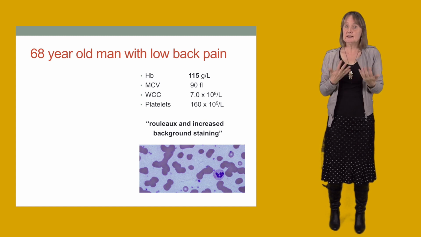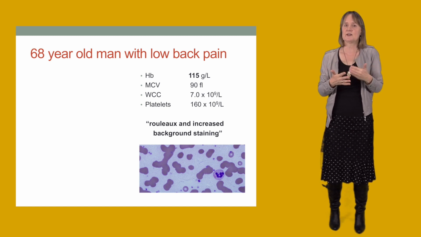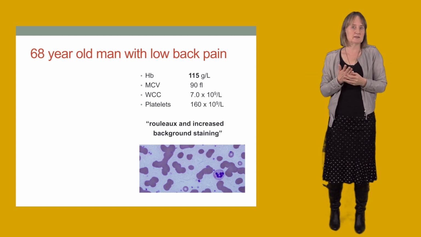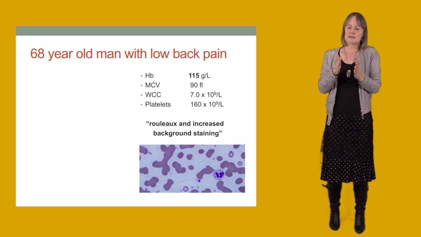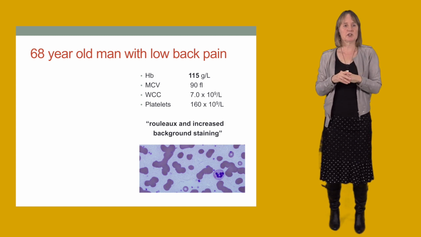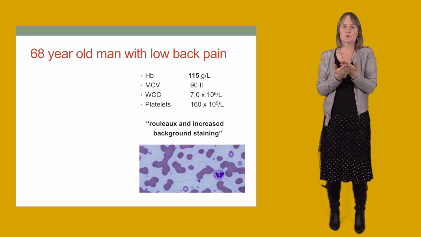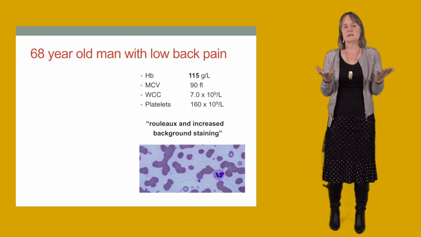It doesn't mean that it is. This could be a reactive change, but it just should raise that flag in people's minds if there's no obvious reactive cause for these changes. So when we say rouleau, what we mean is the red cells are stacked up together in a line, and hopefully you can see that on this picture here. And the increased background staining means that between the cells, the stain is very blue, which means that there's a lot of protein there. And really both of these things are reflections of a high globulin level.